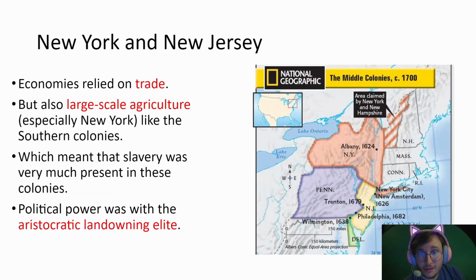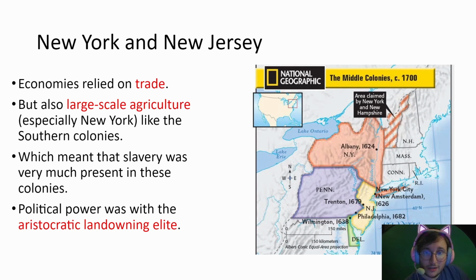The economy of New York relied heavily on trade, but also very large-scale agriculture, similar to the southern colonies. The economic structure made slavery an integral part of the New York colony. Both New York and New Jersey developed economies that were heavily reliant on trade and agriculture. Large-scale farming, especially in New York, necessitated a labor force that included enslaved Africans. Slavery became deeply embedded in the economic fabric of these colonies.